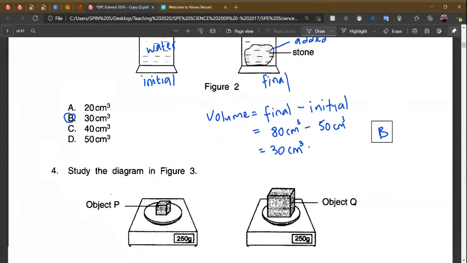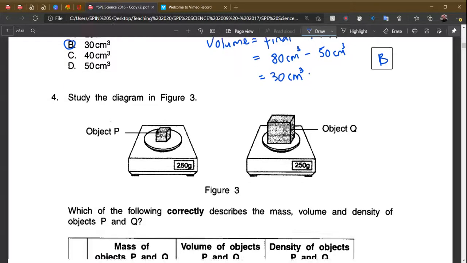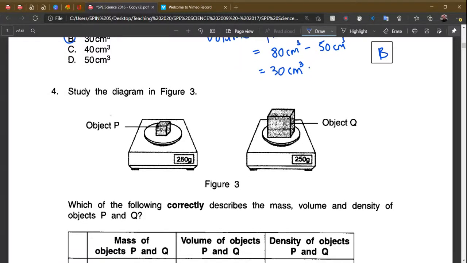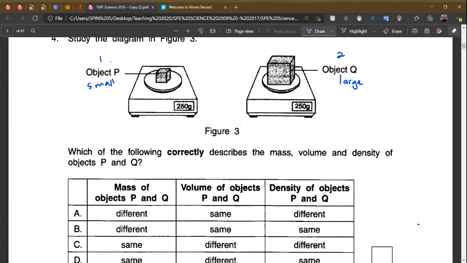Number 4, study the diagram in figure 3. You have object P, which is one object, and another object, object Q. And if you look at the size of these two objects, you can see that P is smaller than Q. You can just take note, small and larger. Which of the following correctly describe the mass, volume, and density of object P and Q?